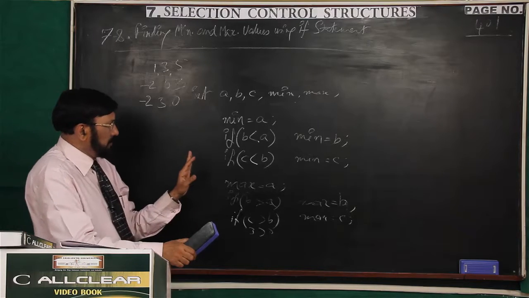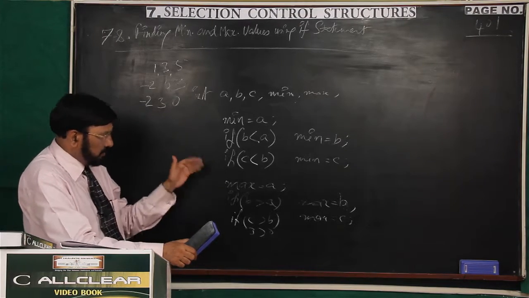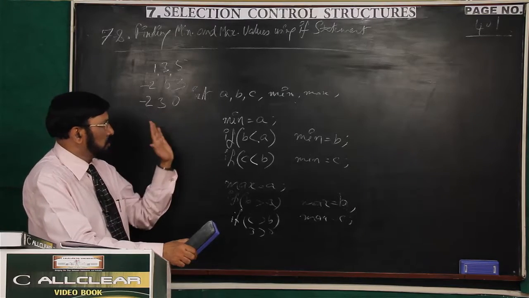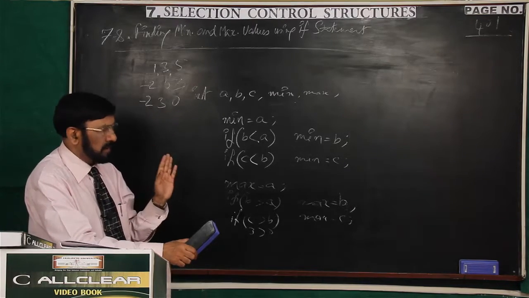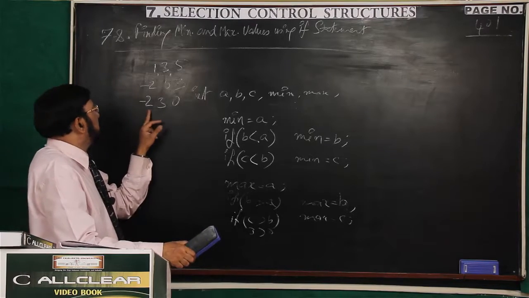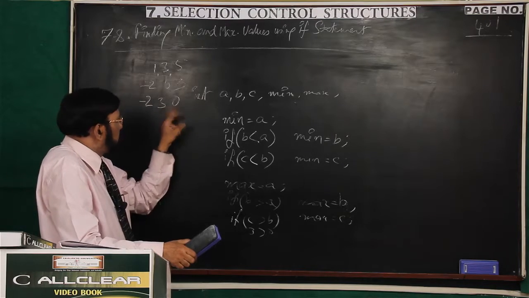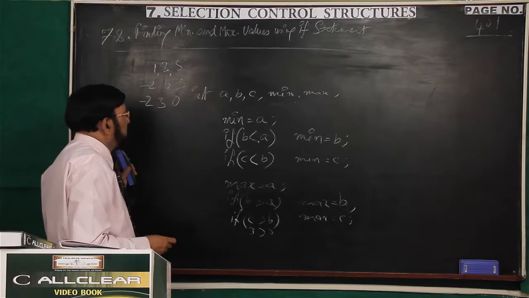Then only you can confirm, yes sir, whether this program is evaluating properly or not. Accuracy is more important. Now here let us try: A is minus 2, B is 3 and C is 0. How it works, let us see.